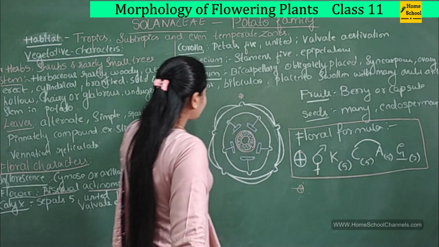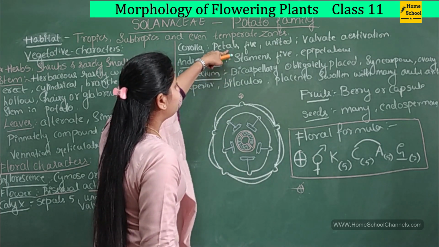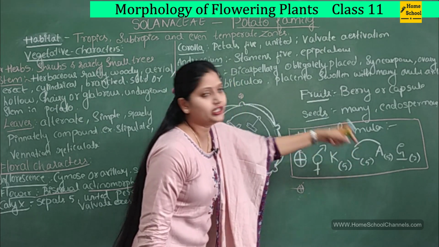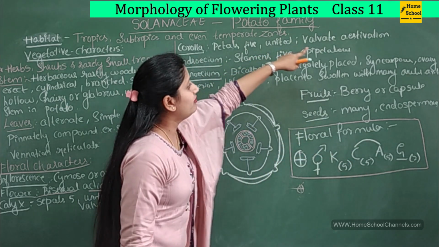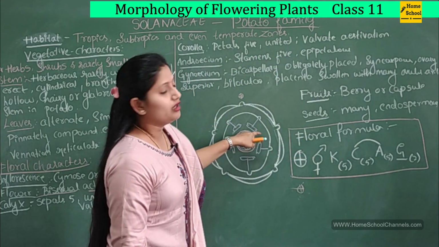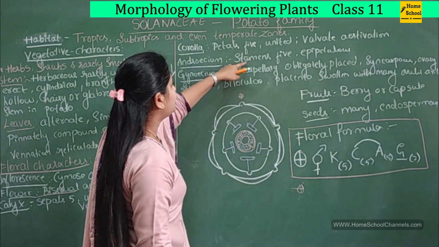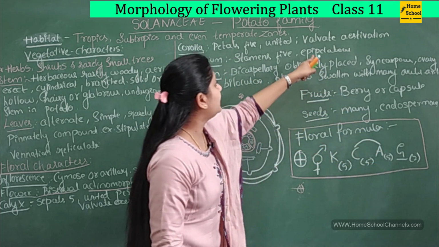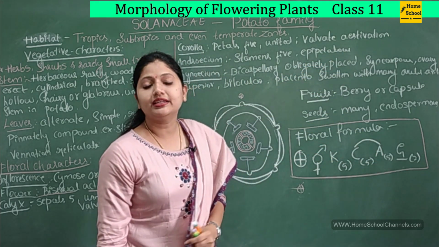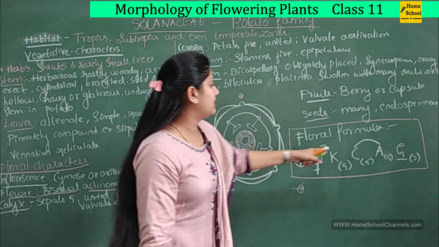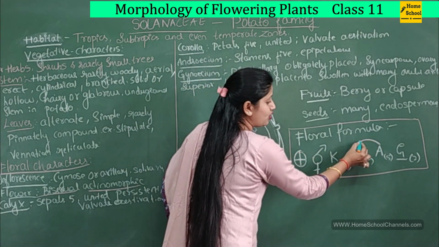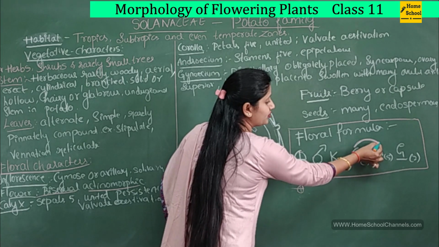Then the corolla. Corolla again, they have 5 petals and they are also united. So we have written it in the bracket. Valvate estivation, we will show it here in the floral diagram. Androecium, there are 5 stamens and they are epipetalous. It means that they are fused with the corolla. So this is the indication of fusion.